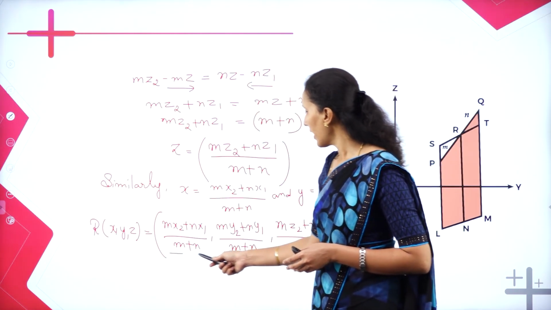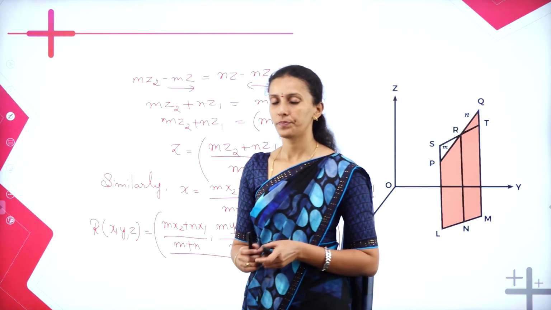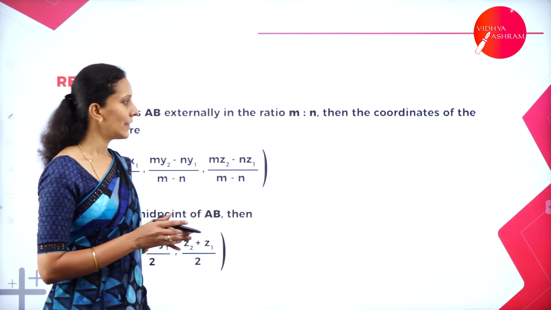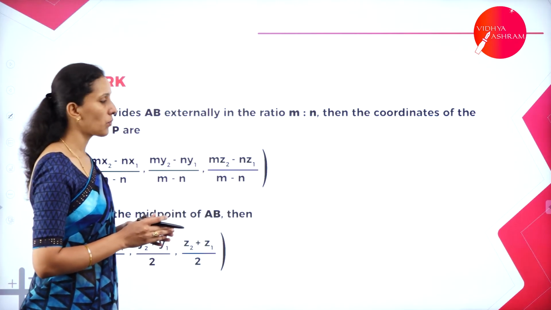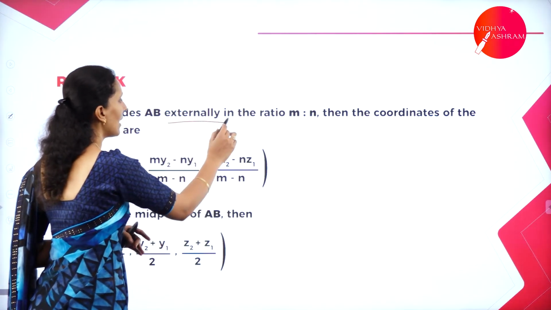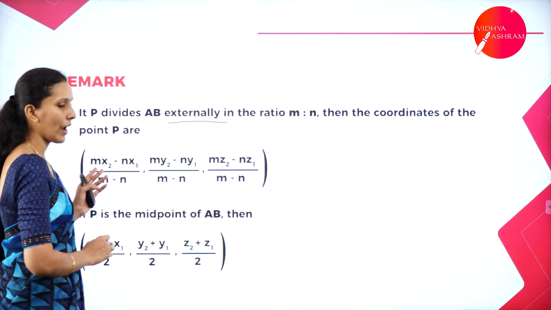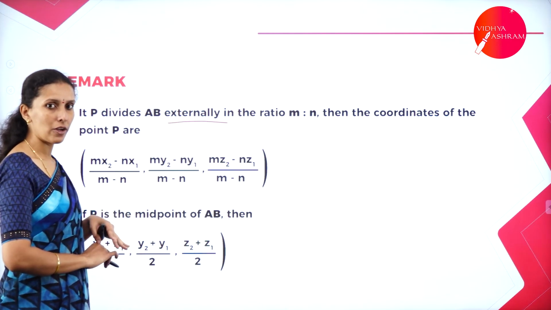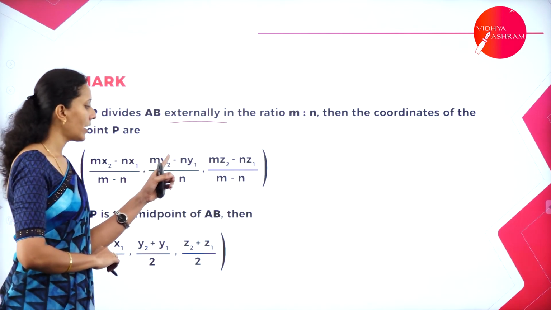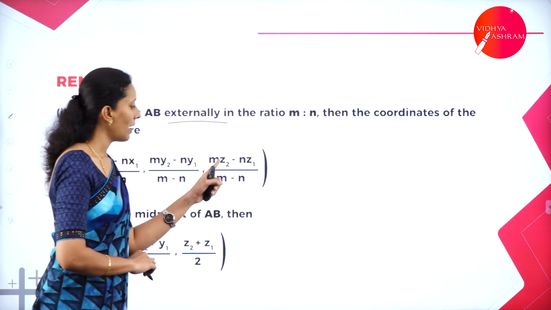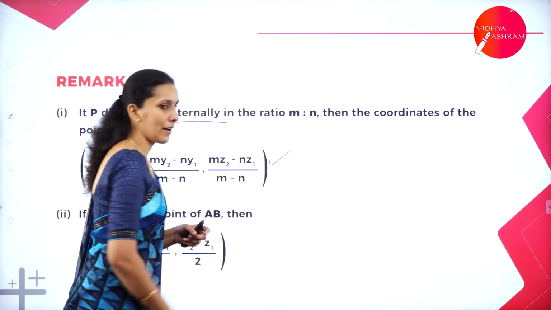This is the case where you have written in only 2-dimensional, with one extra axis for Z. Now, we have proved the formula only for the internal condition. What happens if a point externally divides the ratio? That sign changes. So for any point P, x comma y comma z, we can write it as mx2 minus nx1 by m minus n, my2 minus ny1 by m minus n, mz2 minus nz1 by m minus n. So this is for external ratio.